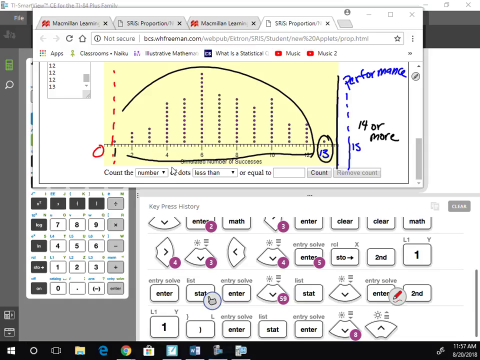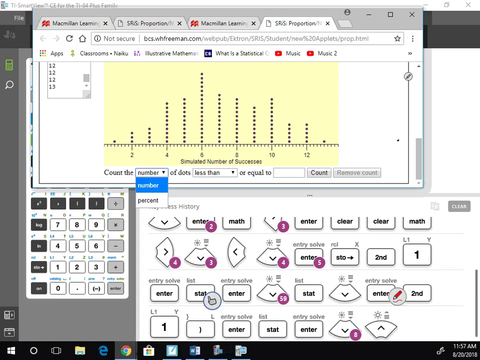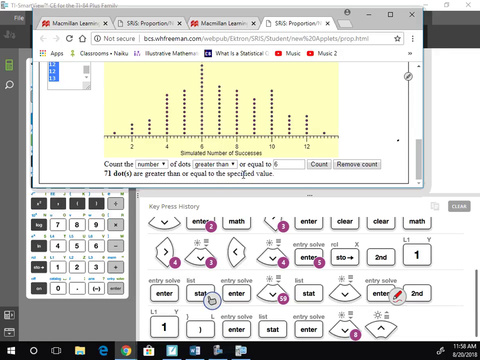Now, what's really cool about this is this app does a lot of stuff for you. For instance, it gives you what could occur randomly, but it will also count the number of dots, let's say greater than or equal to, I don't know, pick a number. 6? I'm going to type in 6 back here at my computer. And what's really cool is instead of you sitting here trying to count all the numbers, it'll count it for you. So I'm going to type in 6 and press count. And look, it says 71 dots are greater than or equal to 6.